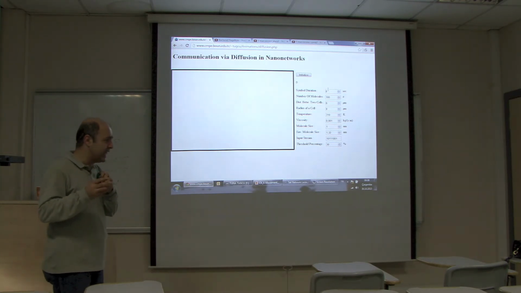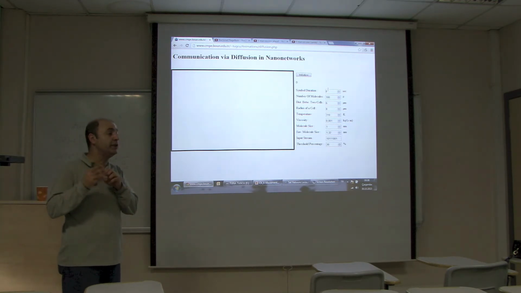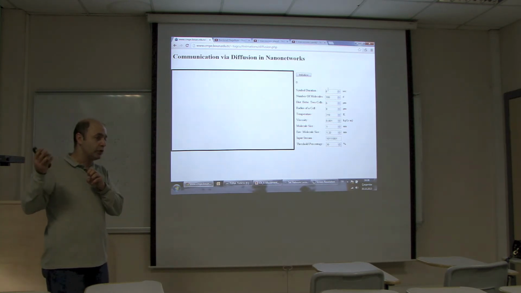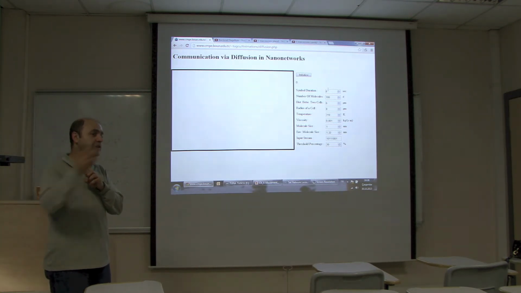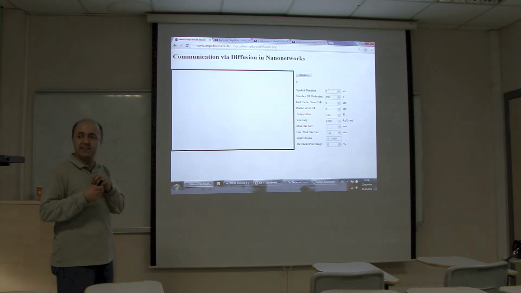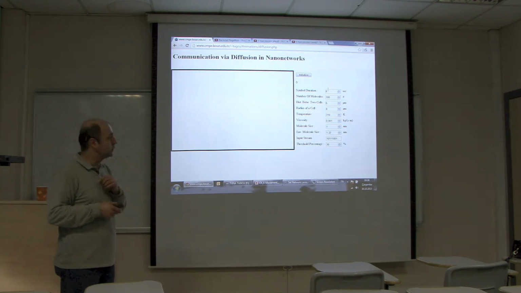So that will create a kind of interference, what we call intersymbol interference, because those molecules are from the previous symbol. So this is the interference caused by the previous symbol. The number of molecules here is the number of molecules that are released for each bit. The default is 100. You can just play around with these values.